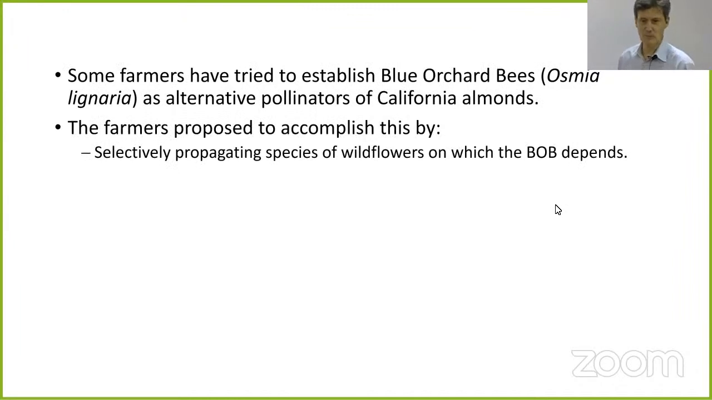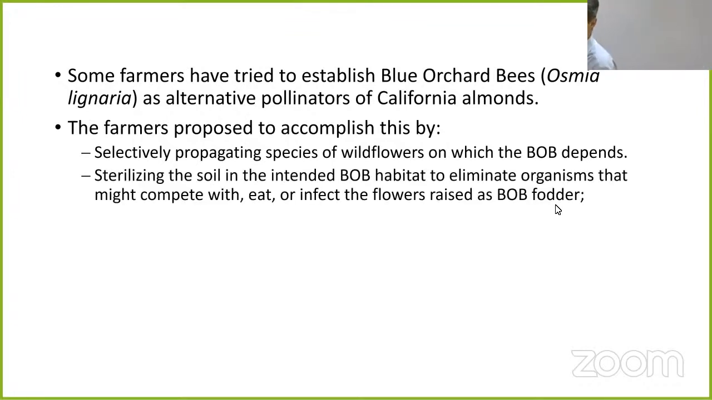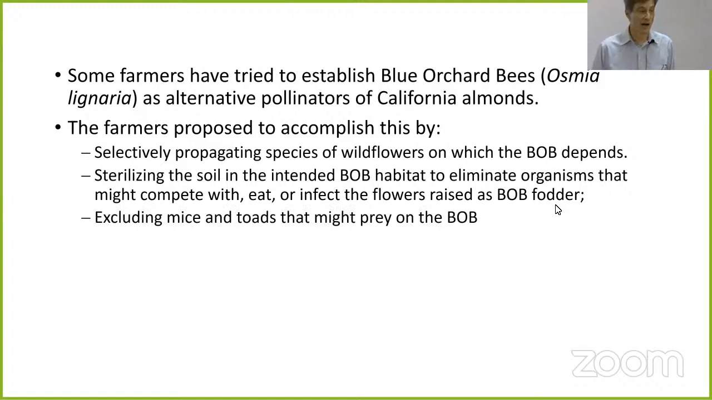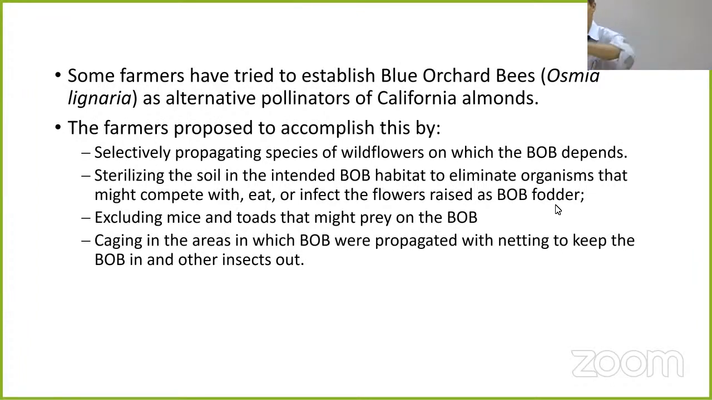Farmers who are going to set up blue orchard bee pollination were going to begin by reducing the biodiversity of the area in which they were going to have the blue orchard bees, by planting select species of wildflowers that the blue orchard bees could feed on when they weren't pollinating almonds. They only pollinate almonds about 2 weeks a year. Then they were going to sterilize the soil in the habitat to eliminate organisms that might compete with, eat, or infect the flowers. Then they were going to exclude other forms of biodiversity, such as mice and toads that might eat the blue orchard bees. And then they were going to put fine mesh over the whole thing to make sure the blue orchard bees didn't fly off and their investment was lost.